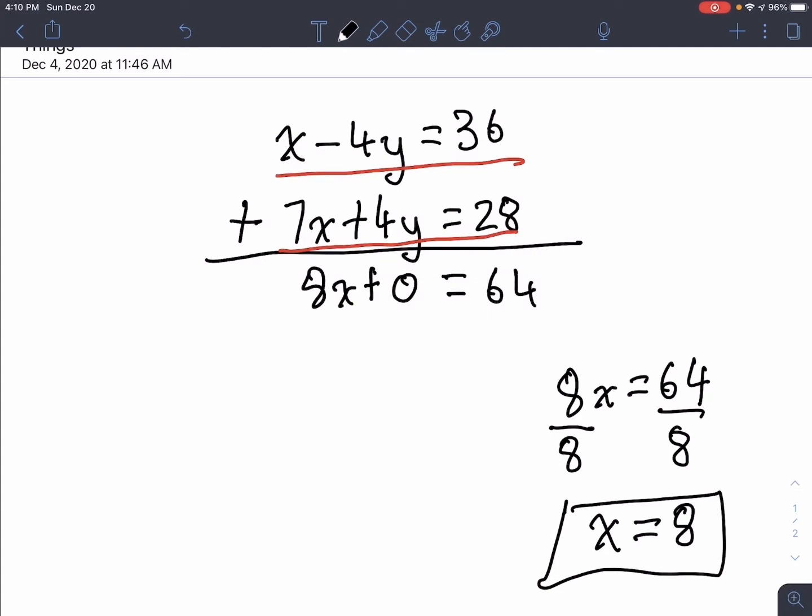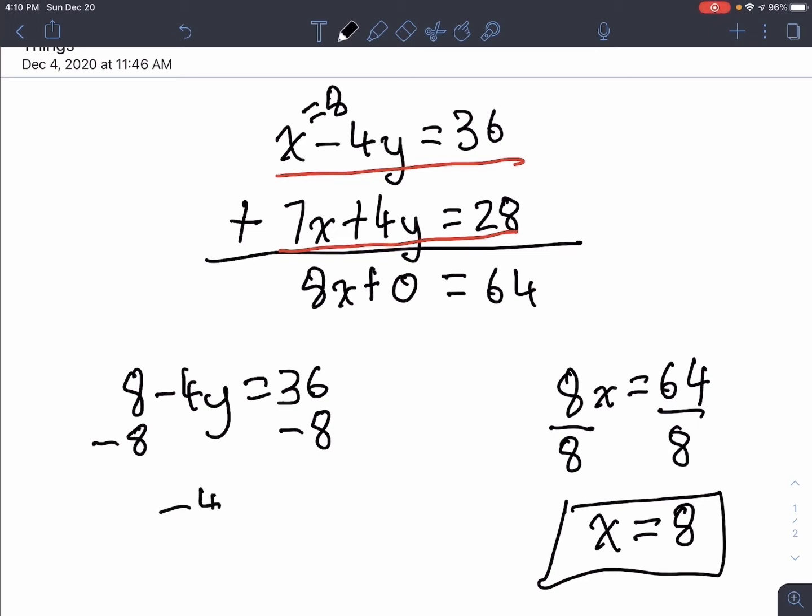Now that we know what x is equal to, it's very easy to solve for y. For example, let's plug x into the first equation. Now we know that x is equal to 8. We can substitute 8 as the value into the equation. So you would get 8 minus 4y equals 36. This is a single variable equation, so it's kind of easy now. You would subtract 8 from both sides, and that would give you 28.